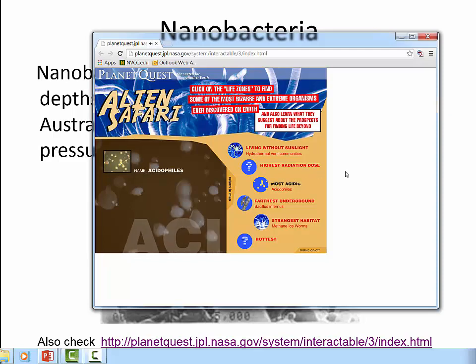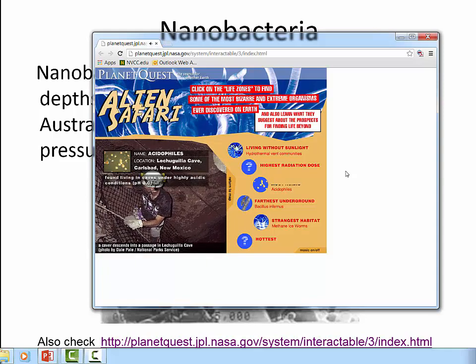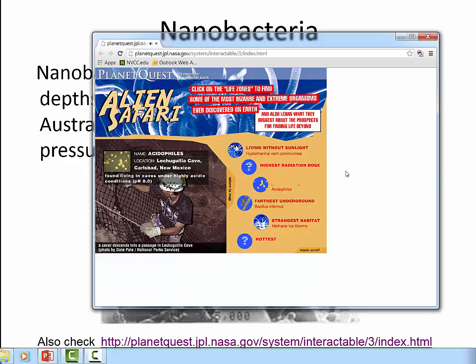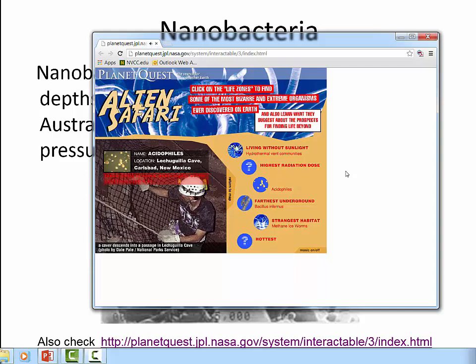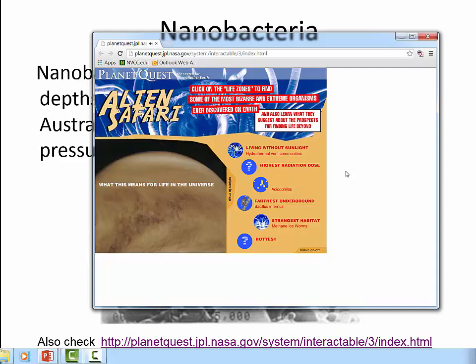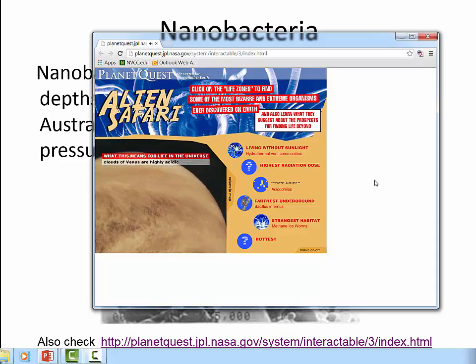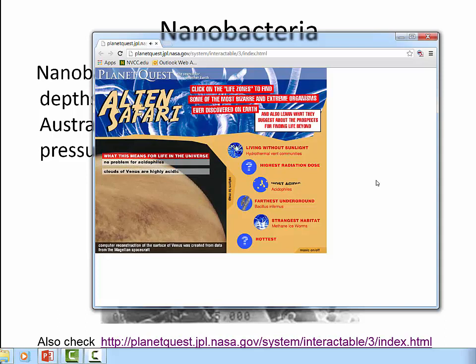Acidophiles. These hardy organisms have been found living in a number of caves under conditions about as acidic as battery acid. Some scientists speculate that the clouds of Venus could be a plausible habitat for microbial life. The clouds are highly acidic, but that wouldn't be a problem for acidophiles.